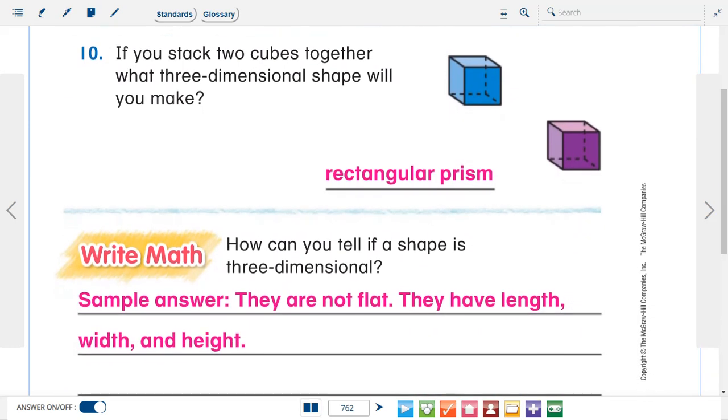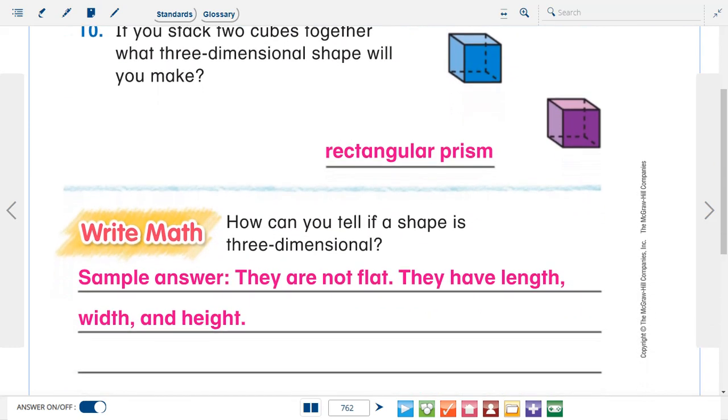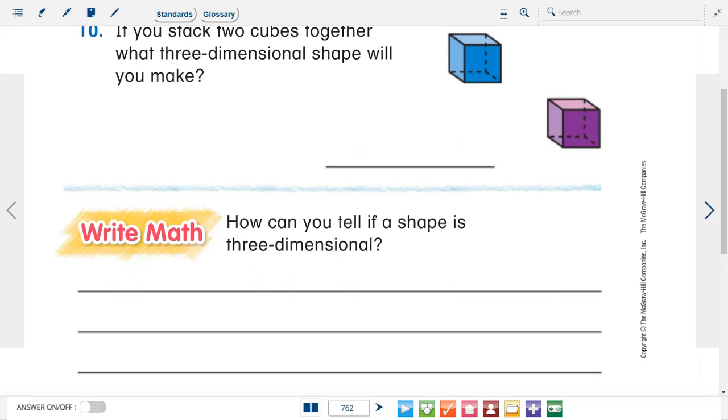How can you tell if a shape is three-dimensional? We said that we can hold it. It has three important things. They are not flat. They have a model shape. They have length, width, and height. That would make them three-dimensional shapes.